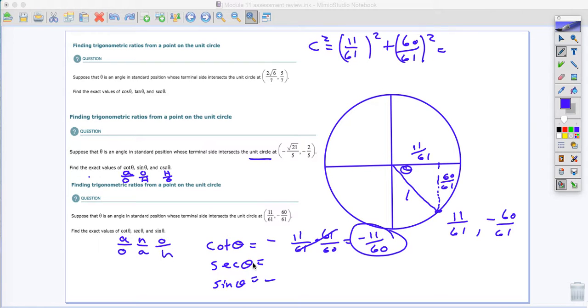Secant, hypotenuse over adjacent, so 1 divided by 11 over 61. So we're going to flip and multiply, so that's equal to 61 over 11. And sine, opposite over hypotenuse, negative 60 over 61.